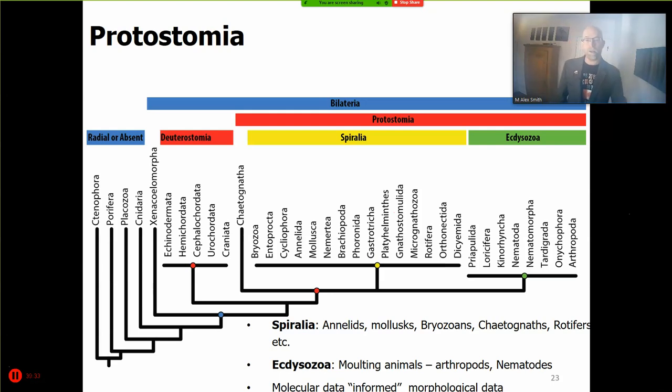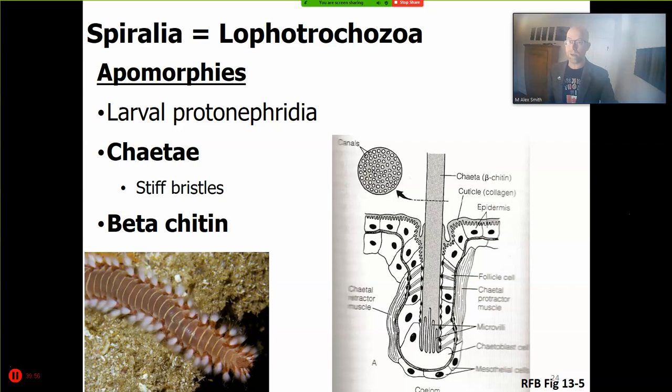So within the Spiralia, we've got annelids and mollusks, bryozoans, chaetognaths, rotifers, etc. And the molting animals, the arthropods, the nematodes, that's kind of the next group. This is a split that is very much supported by molecular data, maybe more so than developmental data, as has been used to break up the protostomes and the deuterostomes. So the larval protonephridia, as an excretory organ.